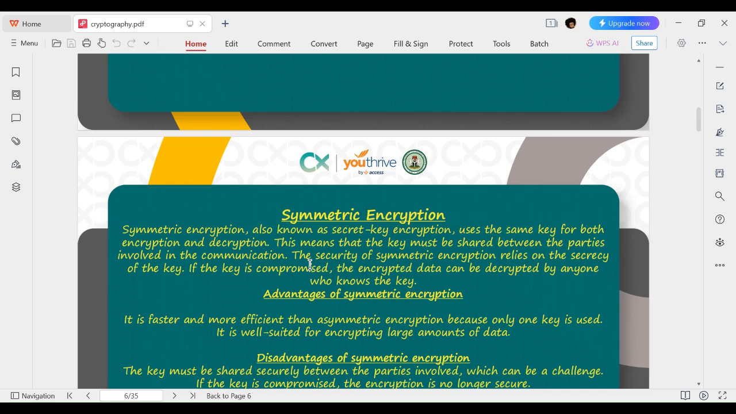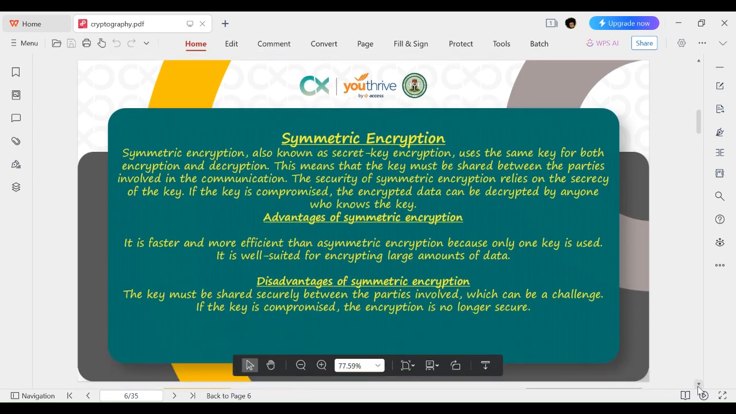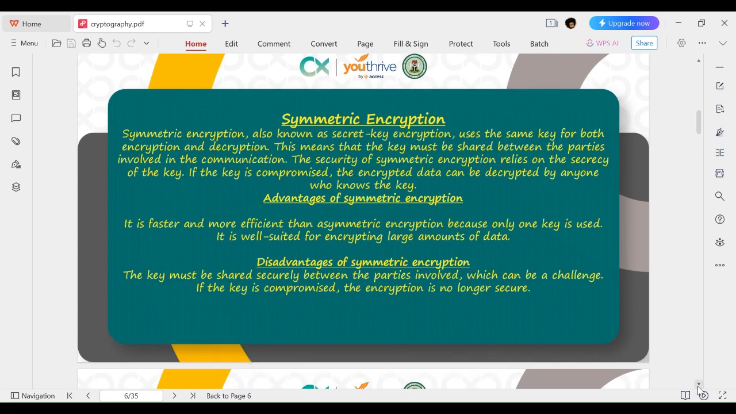Then before the information gets to the person I'm sending it to, I also send the person the key to decrypt it. That is what symmetric encryption means. Advantages of symmetric encryption: it is faster and more efficient than asymmetric encryption because only one key is used. It is well suited for encrypting large amounts of data.